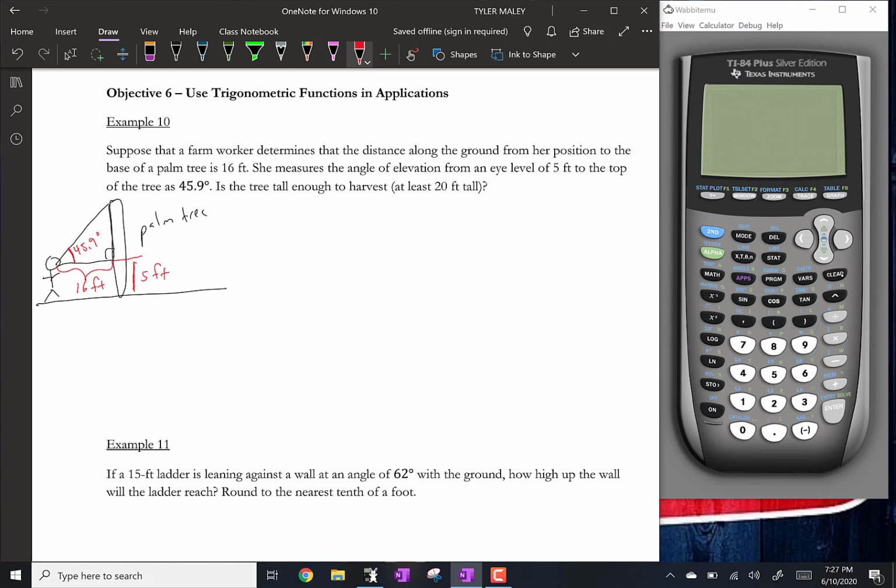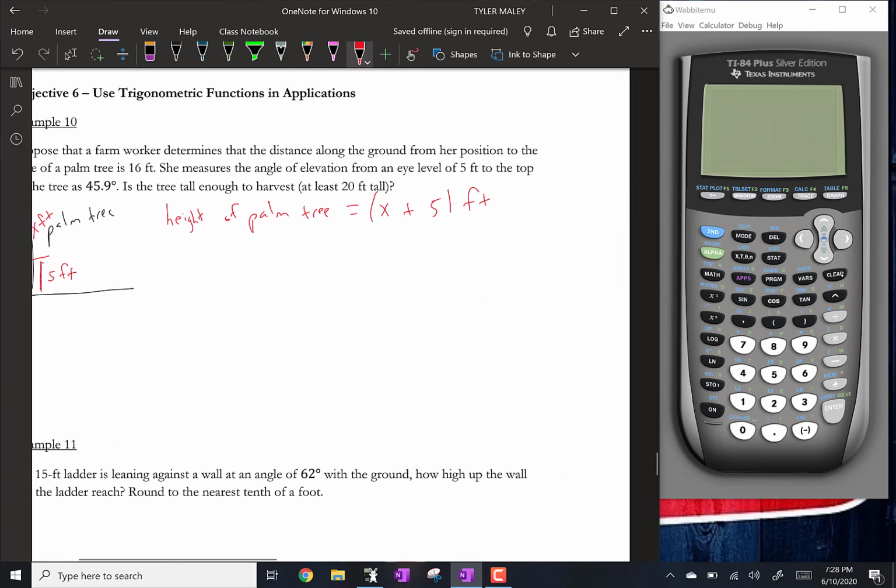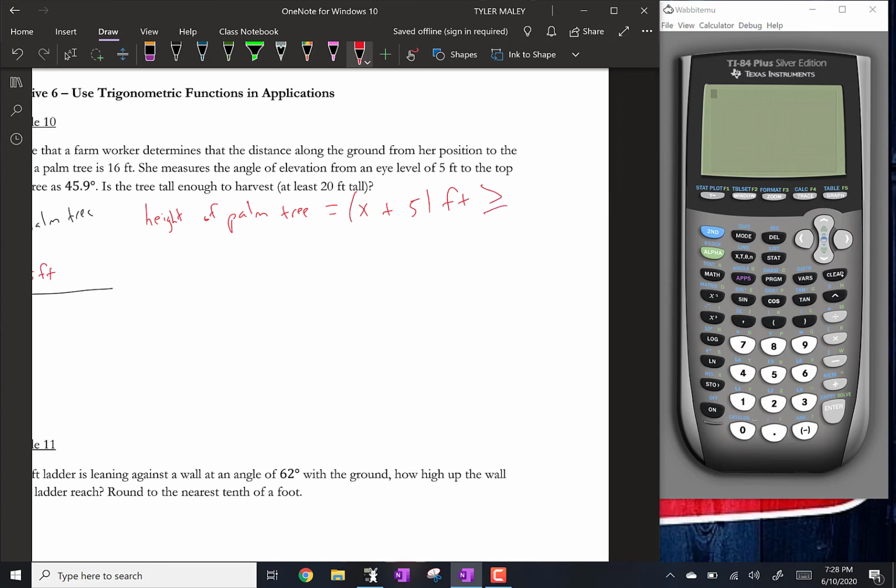And then what we're trying to find is, is the tree tall enough to harvest? We want to know, is it at least 20 feet tall, right? So what I would do is label this x feet, right? So that part of the tree. So in other words, the height of the palm tree equals x plus 5, and that would be in feet. So the question is, is this greater than or equal to 20 feet? This is the question that we're trying to answer. If the answer is yes, then we can harvest it. If it's no, we can't harvest, right? So in other words, kind of like a decision tree. If the answer is yes, then we harvest. If the answer comes out to be no, then we don't harvest.